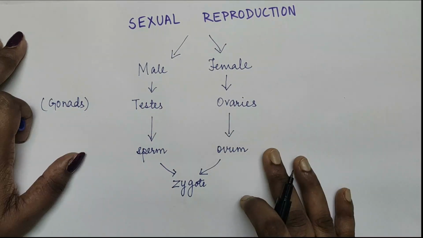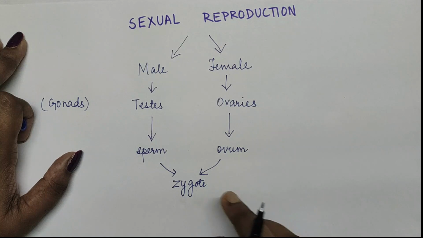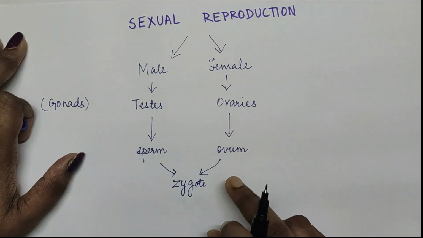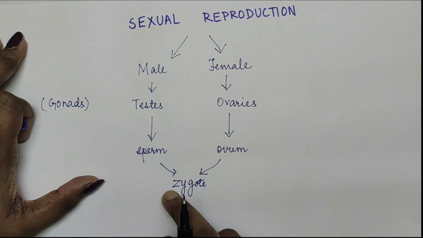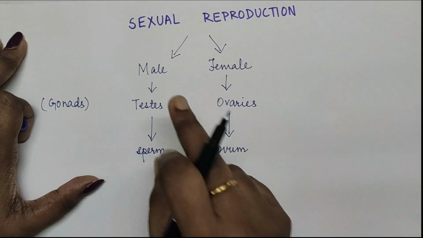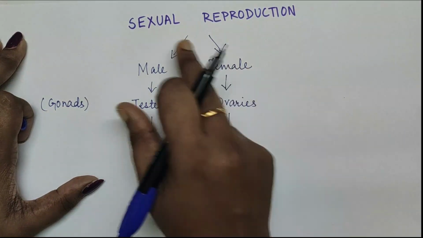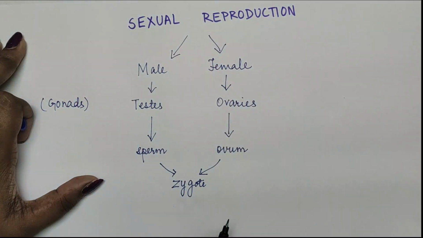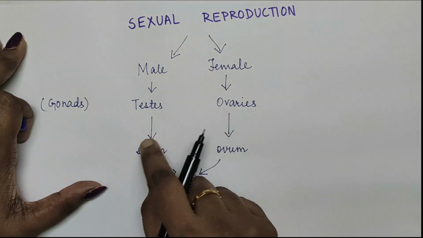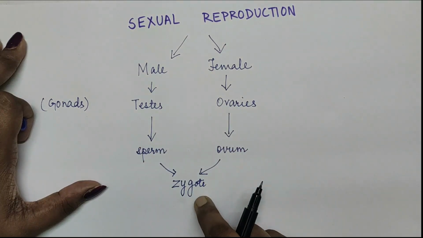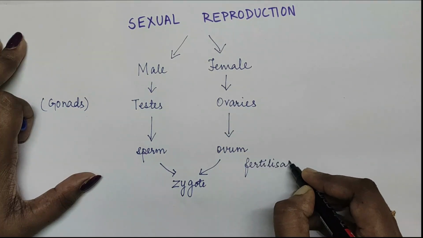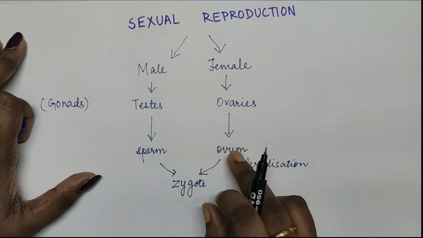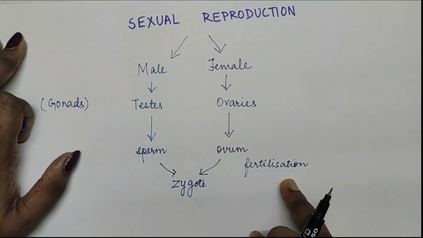You need to understand that in sexual reproduction, the male and female sex cells, or the gametes, which we call the sperm and the ovum, fuse together. As we need the male and the female organism, this comes under the example of sexual reproduction. When the fusion of the sperm and the ovum takes place, we call this process fertilization. The fusion of the sperm and the ovum is called fertilization.